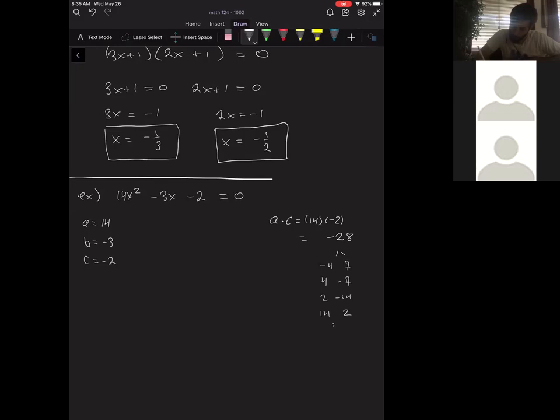Minus 4 and 7, if we add that, we get positive 3, but we need a minus 3, so that's not going to work. 4 and minus 7. So 4 times minus 7, that is minus 28. But if you add those together, you get minus 3. So this is the one that we want.